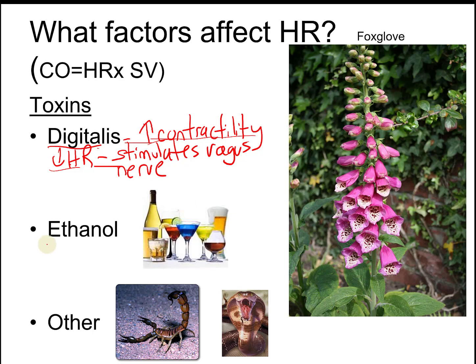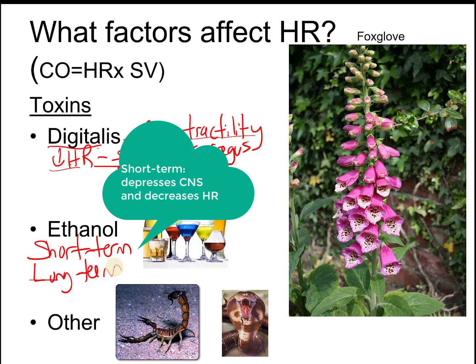So there can be short-term use of alcohol or long-term. Short-term use of alcohol decreases the heart rate because it depresses the central nervous system, and then it goes back to normal. But if there is long-term chronic abuse of alcohol, it is going to increase your heart rate. And the reason it does this is because it damages the myocardium.